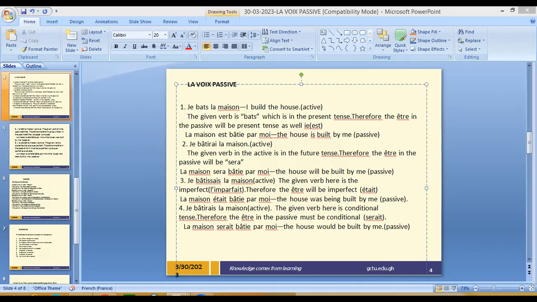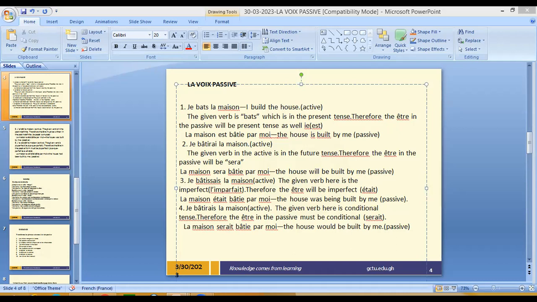Il faut comprendre ça bien. So try and understand this very well for me. If you don't understand, let me know. If something is not clear, let me know. C'est ça. Bien, je vais vous expliquer.